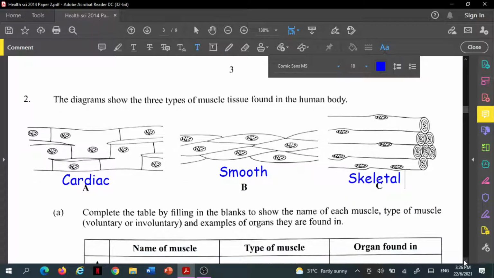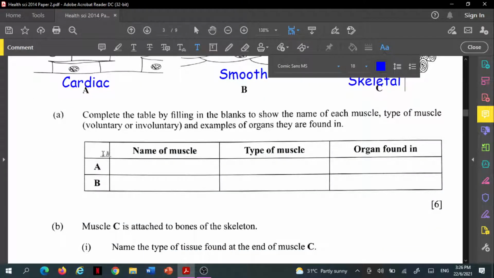So let's go down to the table now to fill it out. Right here it says A, the name of the muscle, so this is cardiac muscle, as we have it up there. And then the type of muscle: cardiac muscle, you don't control it, so it is involuntary muscle. So the type of muscle right here is involuntary. Again, you do not have control over them. Where do you find cardiac muscle? In the heart. The heart is made up of cardiac muscle. That's why if you have a heart attack, they say cardiac arrest: cardiac muscle in the heart, cardiac arrest.